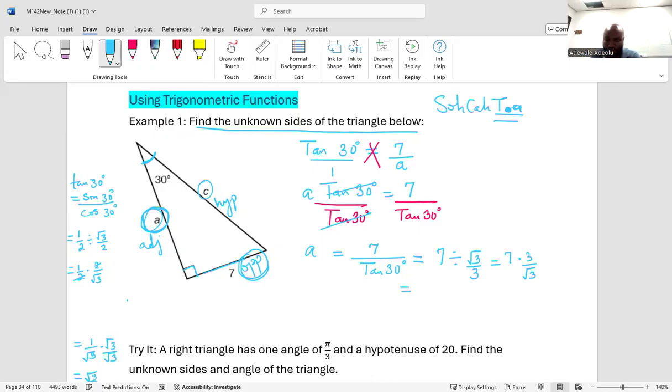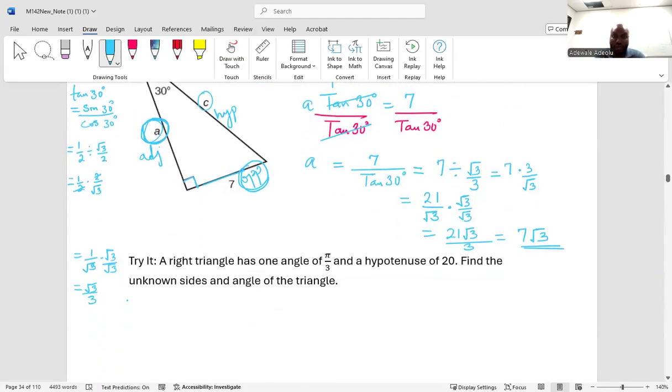Here now we do have 21 divided by root 3, which we can rationalize again. So that is times root 3 over root 3, and we have 21 root 3 divided by 3, which is 7 root 3. That is the answer for that. Okay, now we can find C.